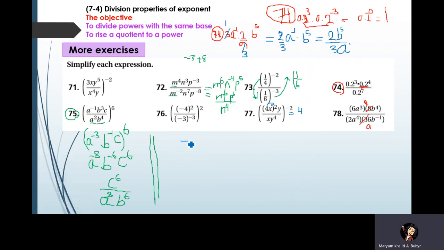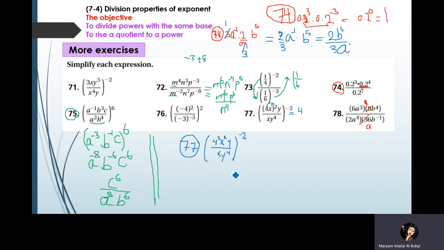So, for question 77, distribute first what you have inside. Leave this big power outside, leave it as it is. Let's work on what we have inside. We have this parenthesis also, small parenthesis inside, which means this power applies to both numbers that you have here. So that will be 4 to the power 2, x to the power 2, y over x, y to the power 4.